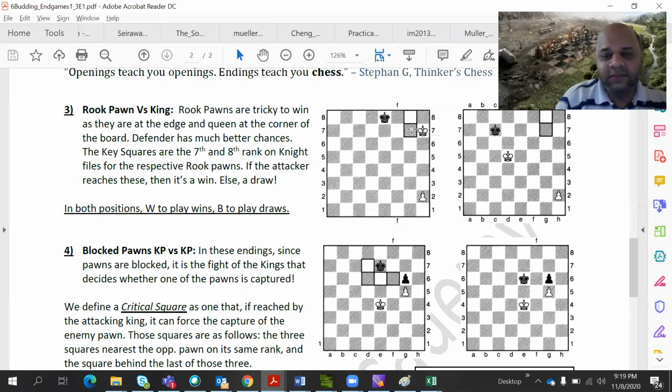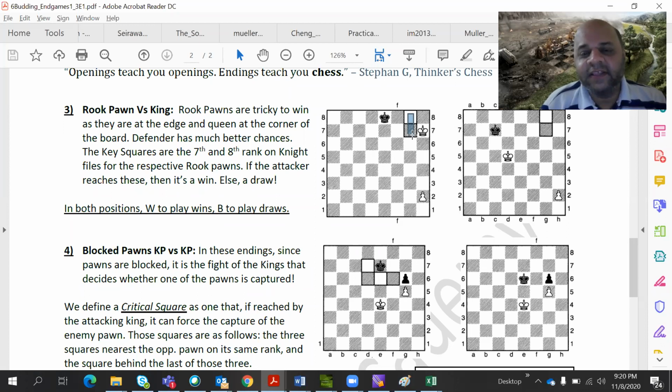So this is the theory for the rook pawns. It doesn't matter where the rook pawn stands, as long as white is not allowing it to be captured, obviously. And the two key squares for the rook pawn are the 7th and the 8th on the side column, which is the knight file. On the knight file, the 7th and the 8th squares are the key squares for the king to promote his pawn. In this case, because the pawn is an h pawn of white, the key squares are g7 and h7.